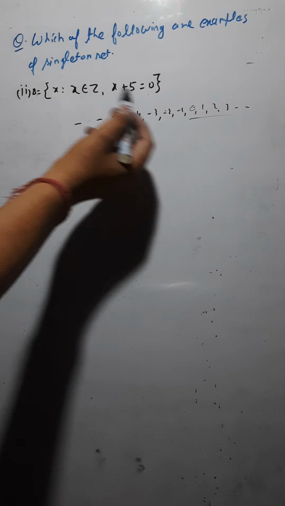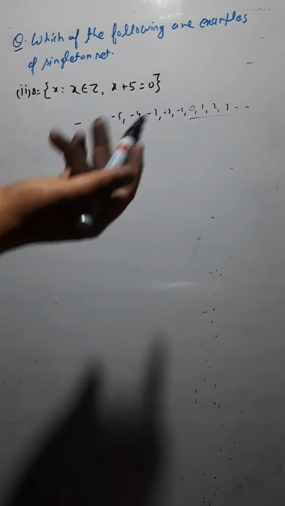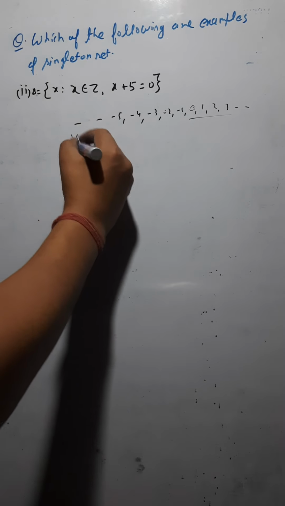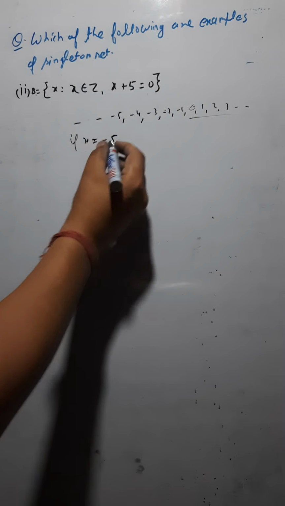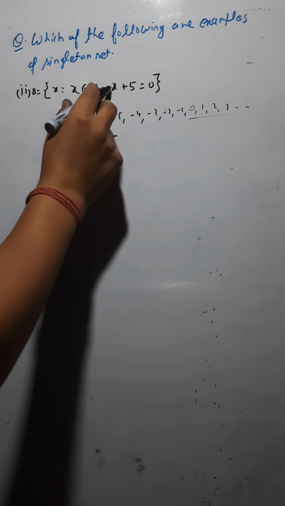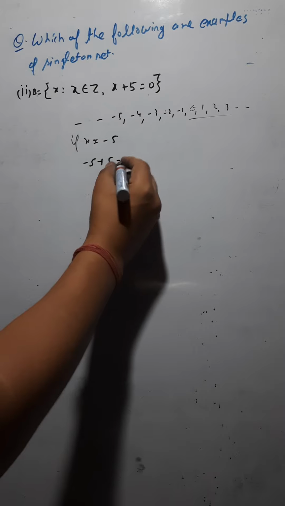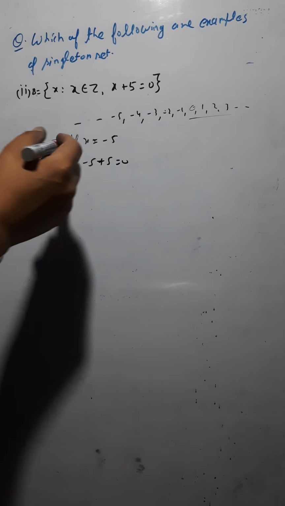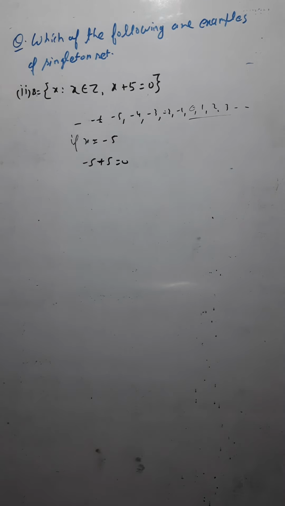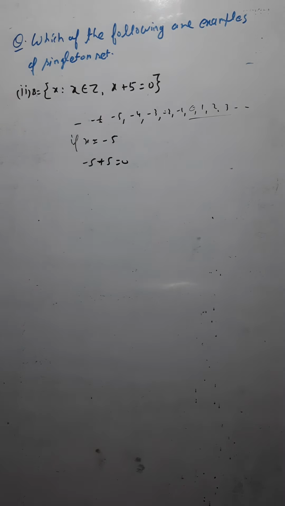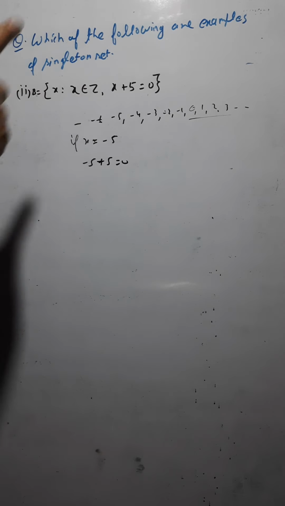Let's say x is -1. So if it is -1, then -1 plus 5 is not 0. -3 also cannot be there. -4 also cannot be there. Let's say x is -5. So we can write x is -5. So -5 plus 5 is equal to 0. So -5 is the element here. And of the rest, -6 also cannot be an element here, because -6 plus 5 would not be equal to 0. So hence it contains only one element.